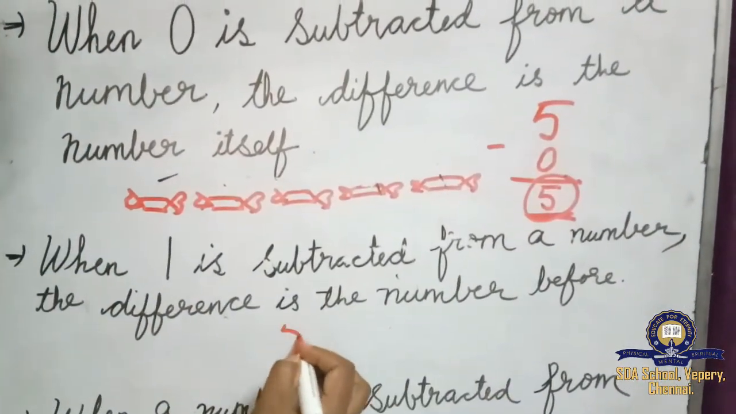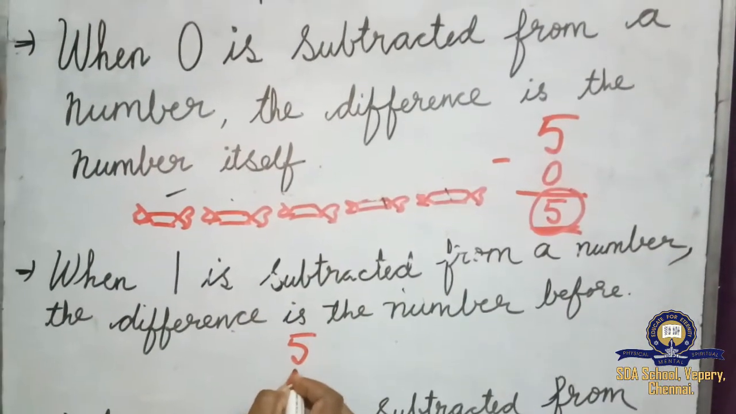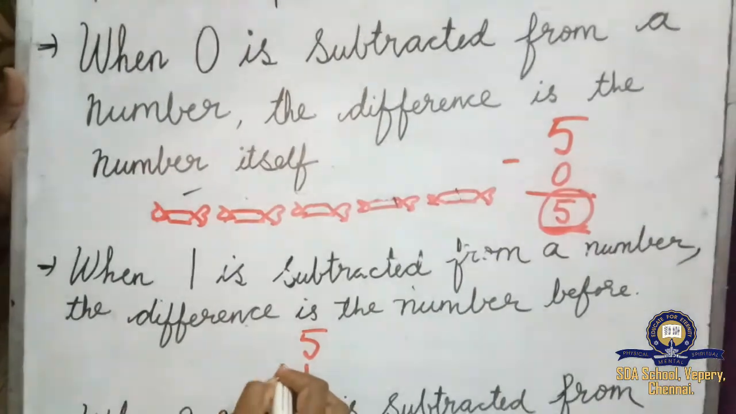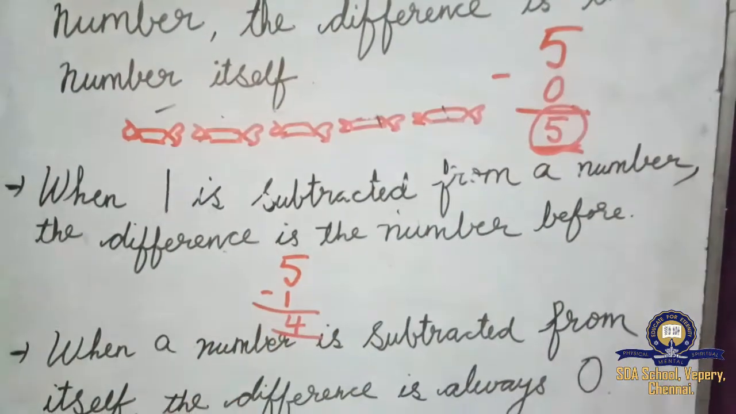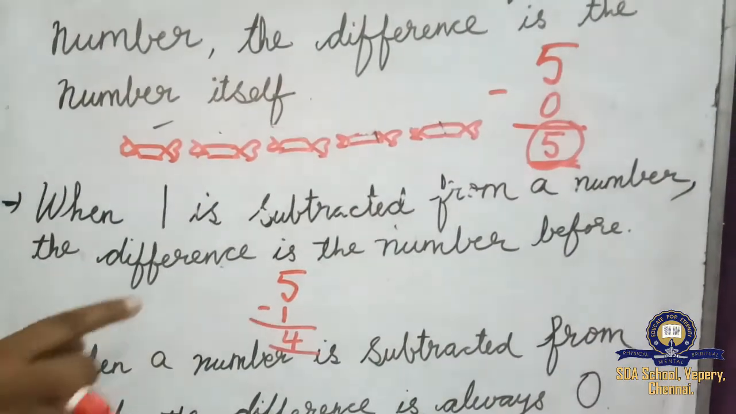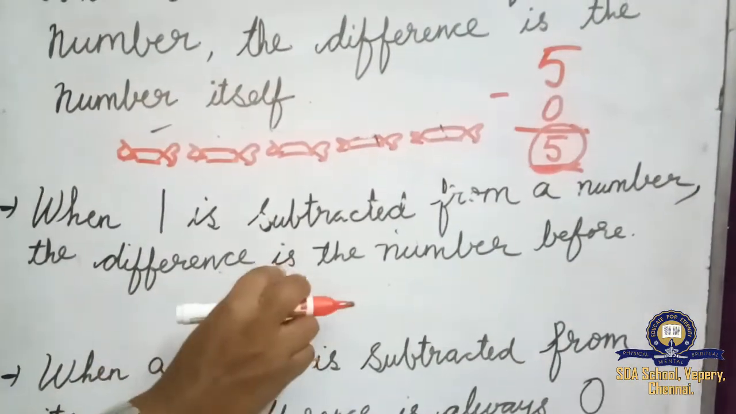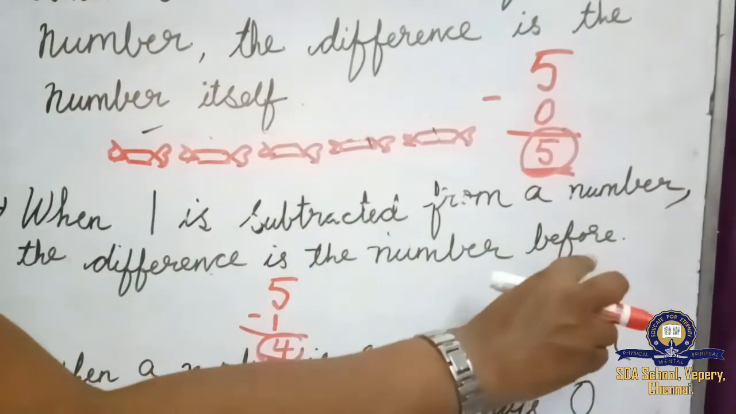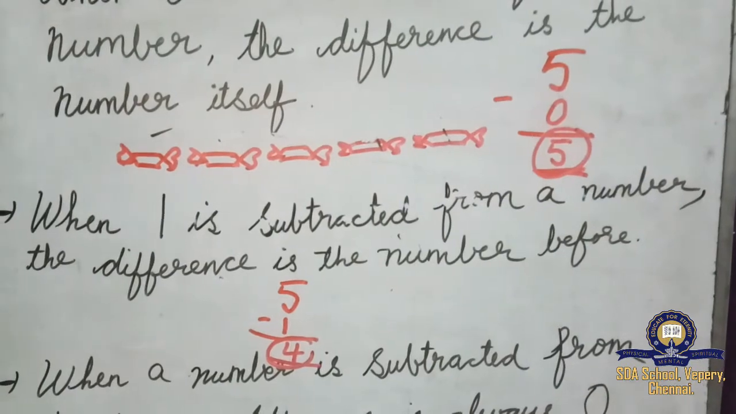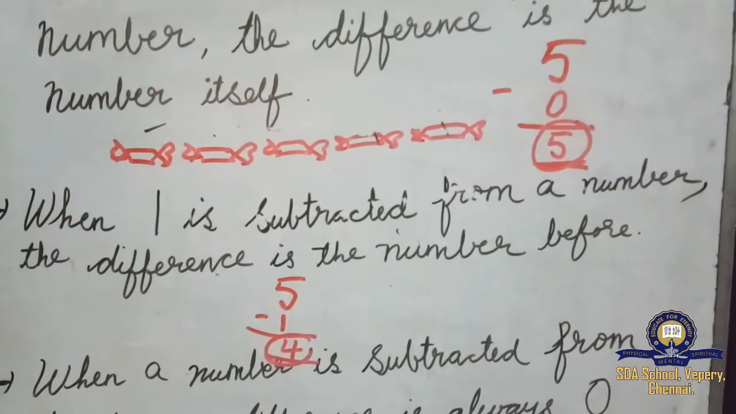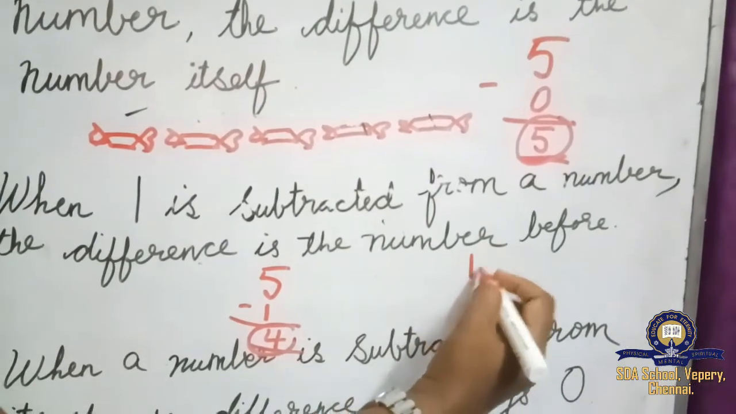Your mom says you're having 5 chocolates, give 1 to your sister. So how many are you giving? 1. So 5 minus 1 is how much? 4. That is the difference. The difference is the number before. Before 5, what do you get? 4. Before 5 is 4.